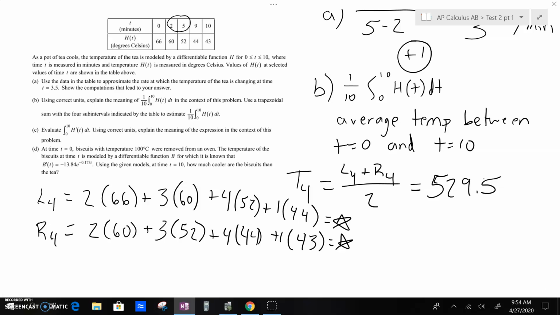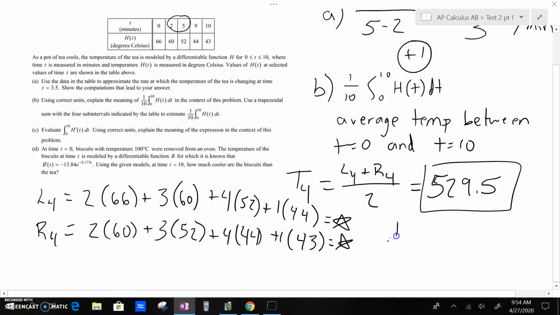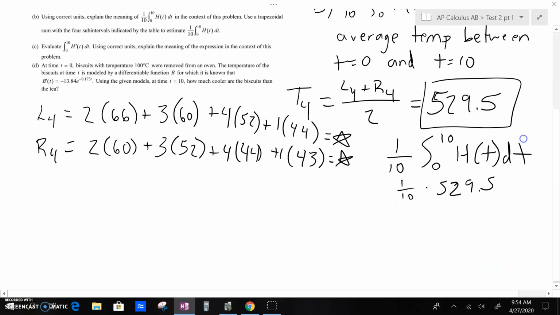And then we need to take into account that we have this 1/10 out front. So this is the estimate for the integral from 0 to 10. We then need to hit it with the 1/10 multiplier, which moves the decimal one spot. So we've got 1/10 times 529.5, which would give you 52.95.